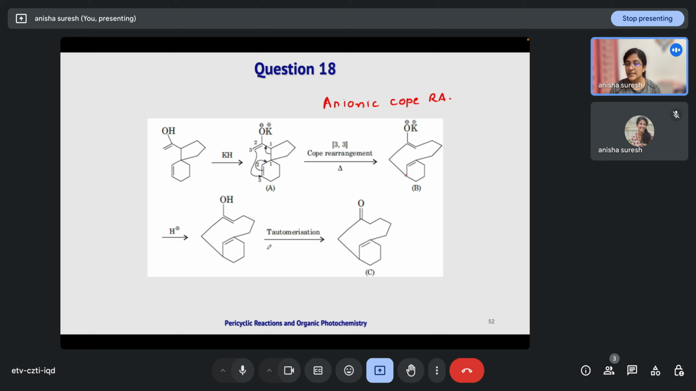You can see the mechanism once again. Proton abstraction, Cope rearrangement, then protonation, and finally tautomerization.